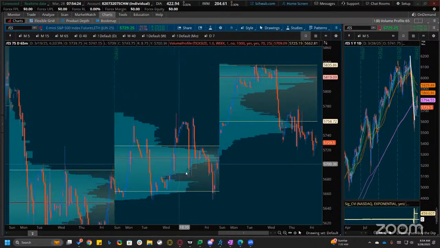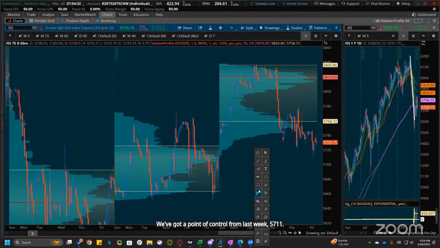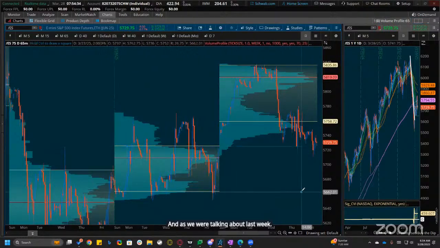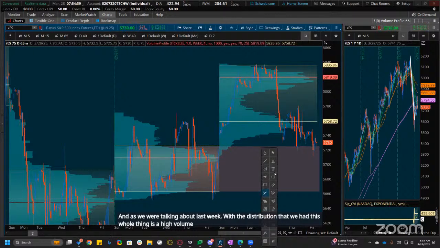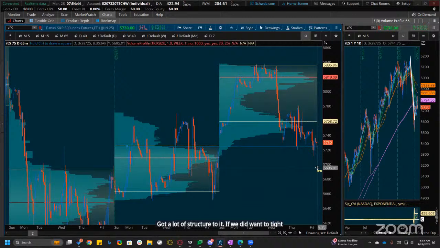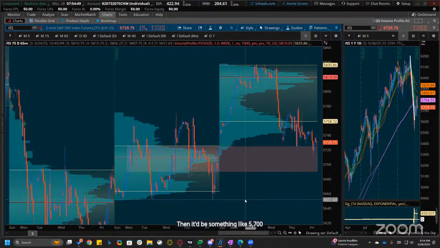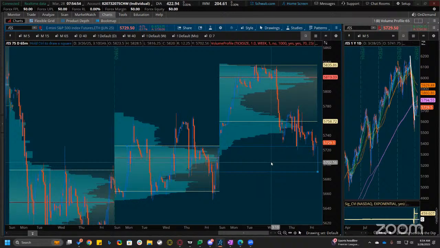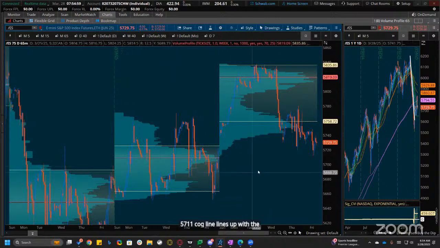We've got a point of control from last week, 57.11. And as we were talking about last week with the distribution that we had, this whole thing is a high volume node. Got a lot of structure to it. If we did want to tighten up a little bit, then it'd be something like 5,700 or 5,692. But the 57.11 cog line lines up with the point of control of last week.